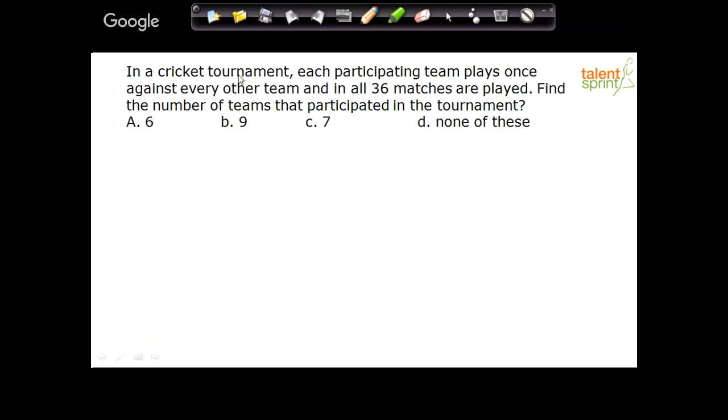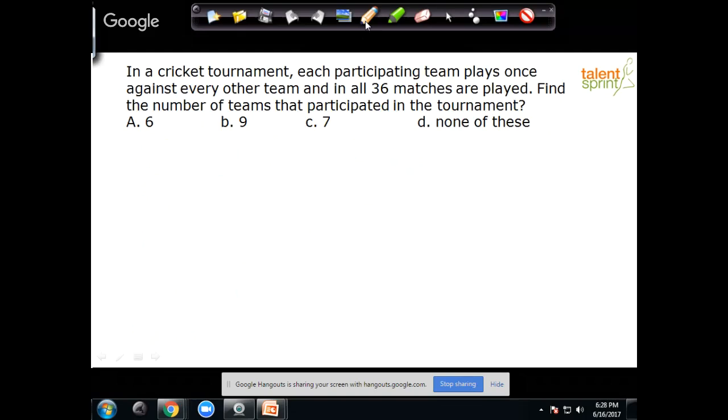In a cricket tournament, each participating team plays once against every other team, and in all 36 matches are played. Find the number of teams that participated in the tournament. So how do we solve this question? Can you guys try to solve it and give me the answer?